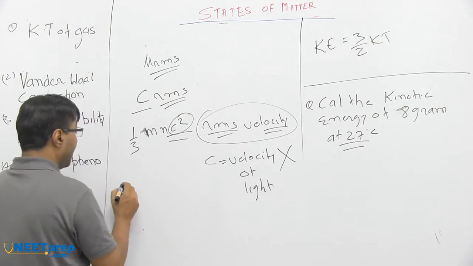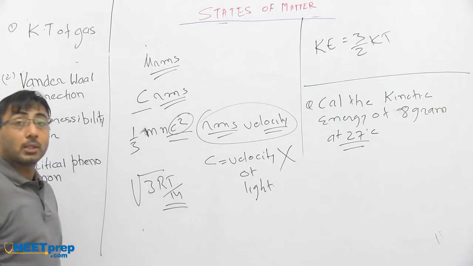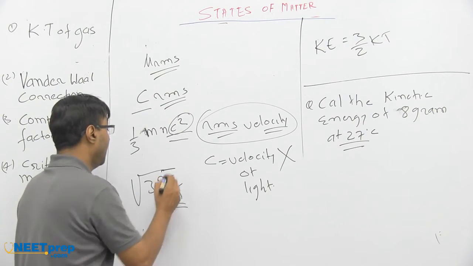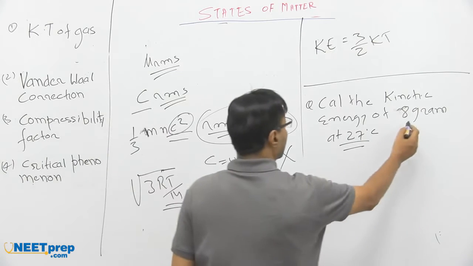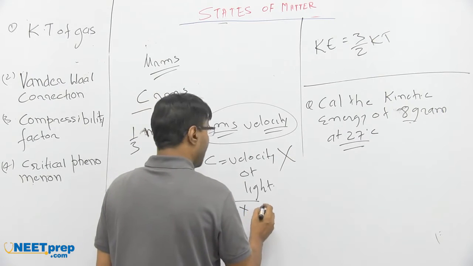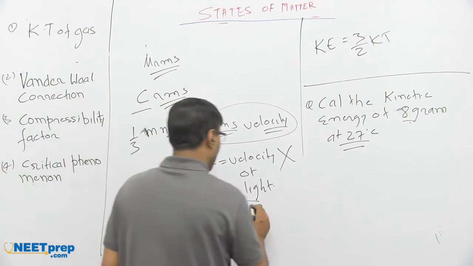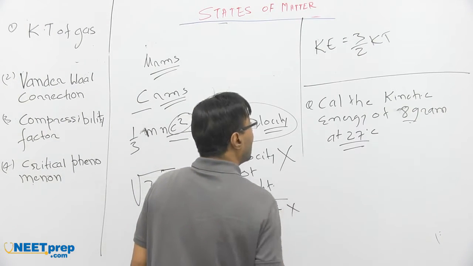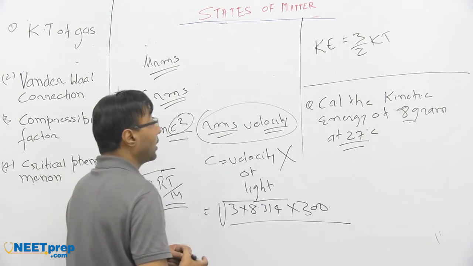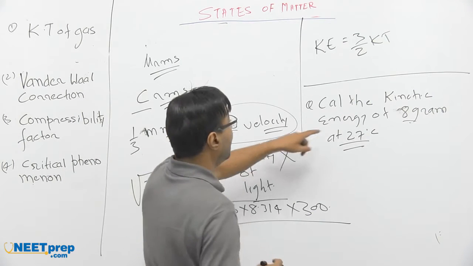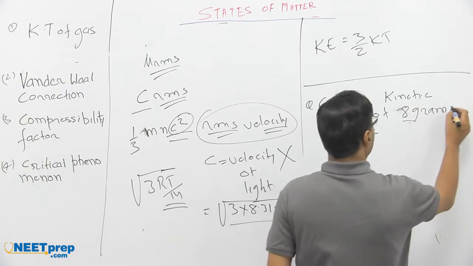So what I told, what is the value of C RMS? Under root 3 RT by M. This is written in gram, so if we want it in the SI unit, we have to take R equal to 8.314, T equal to 300, divided by the molecular mass of 8 gram methane.